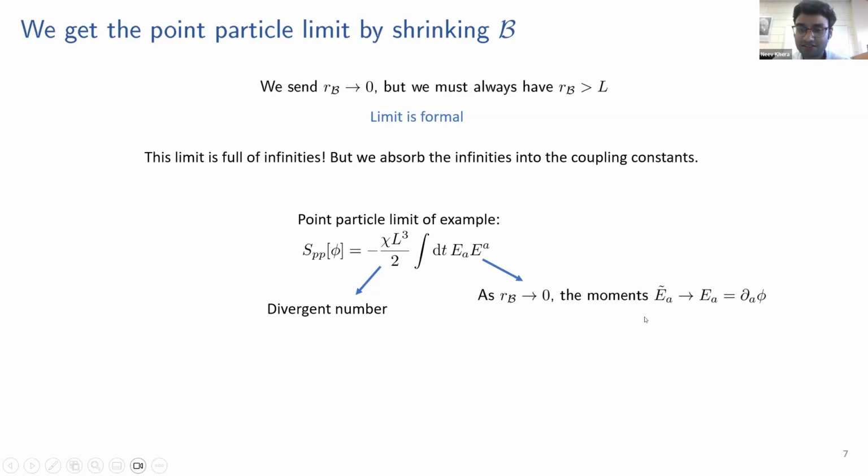And in this limit, the spherical harmonic moments E tilde A become the derivatives of the field at that point. So once I take this formal limit, we get the usual dipole moment effective action that we're all familiar with from electromagnetism. Yeah, so that's just that. Those are the main ideas that we're going to use to get an effective action in GR.